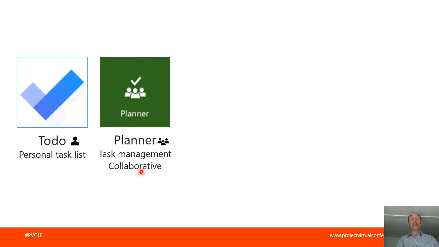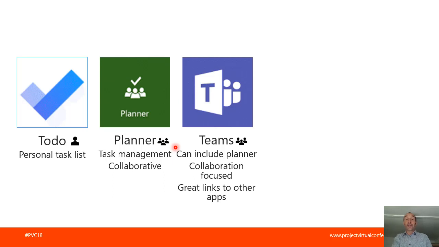Next is Planner, and Planner is used by multiple people, so it's a collaborative tool very much based around task management. We'll discuss the difference between tasks and schedule management later on. Moving up a level would be Teams. Microsoft Teams is a collaborative platform built on Office 365 groups, as is Planner in truth, but Teams brings together lots of other features such as calendars and emails and many other collaborative features. So it's not just about planning tasks, but about working together as a team.